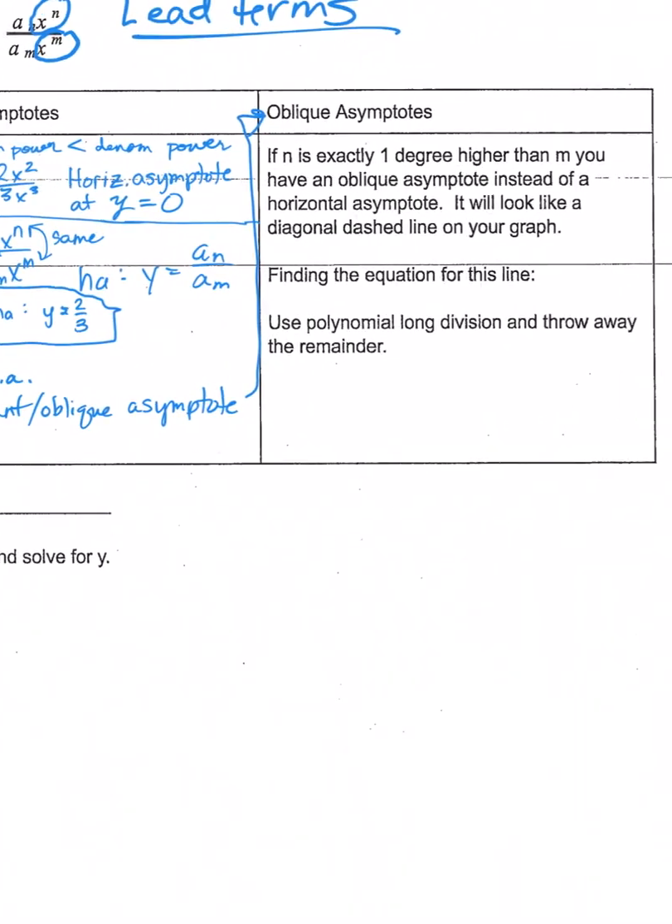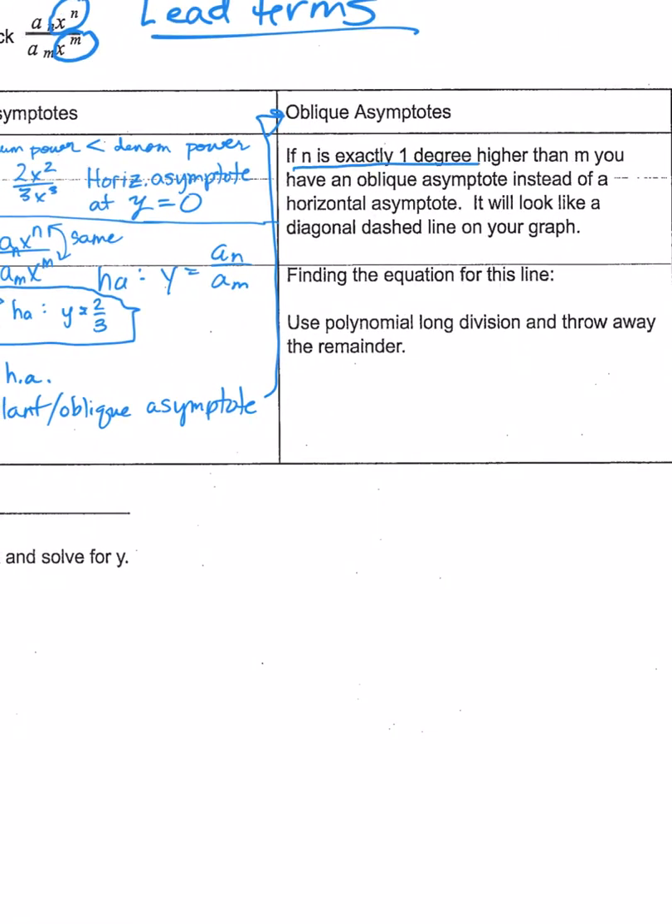So if n is exactly 1 degree higher, then you have an oblique asymptote, and it will look like a diagonal dashed line on your graph. Why dashed? Indicating that it's not really there, right? We would usually not actually put the asymptotes on there. We would put them on there and then erase them, but I want to see them on there because you need to see them.